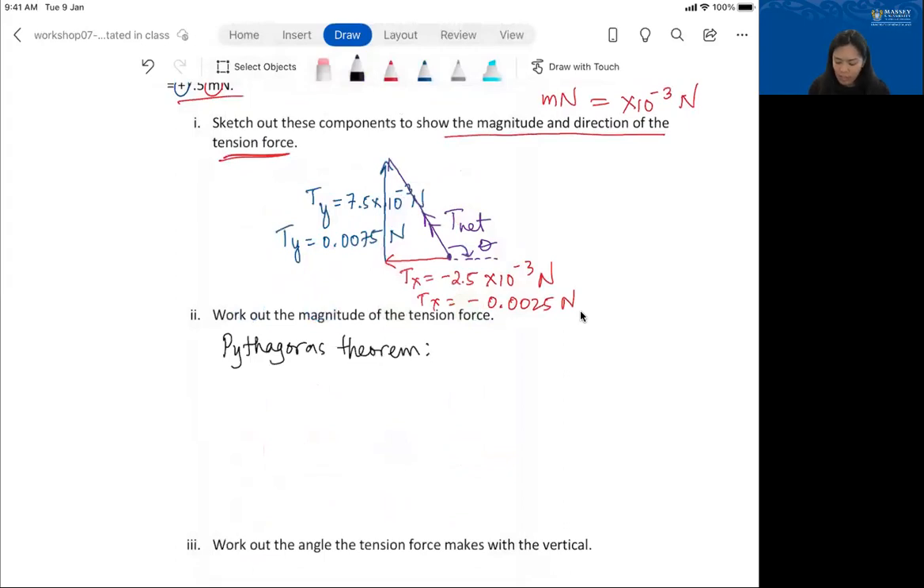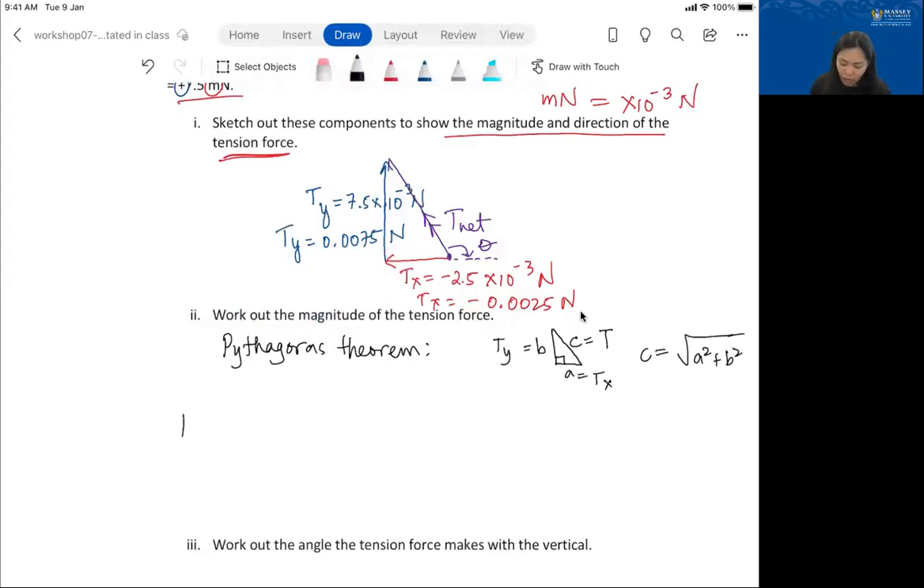Right, which says that if you have a right angled triangle, it doesn't matter how your angle or your triangle is oriented, as long as you have a 90 degrees there. Let's name the hypotenuse as C and the horizontal as A and the vertical as B. Pythagoras theorem says that the hypotenuse C, the diagonal, is equal to the square root of horizontal squared plus vertical squared. So your diagonal here is the tension. The A here, the horizontal, is the x component of tension, and the vertical is the y component of tension.